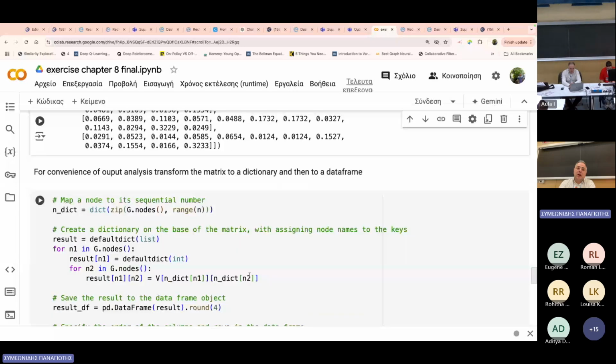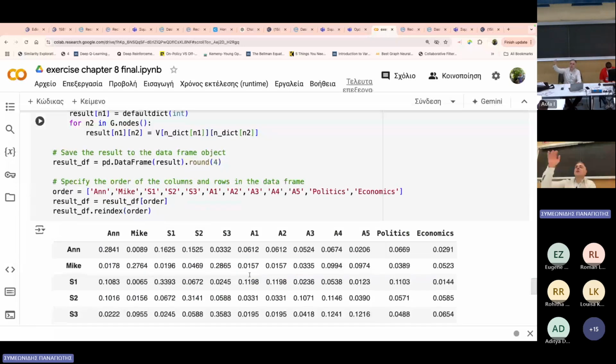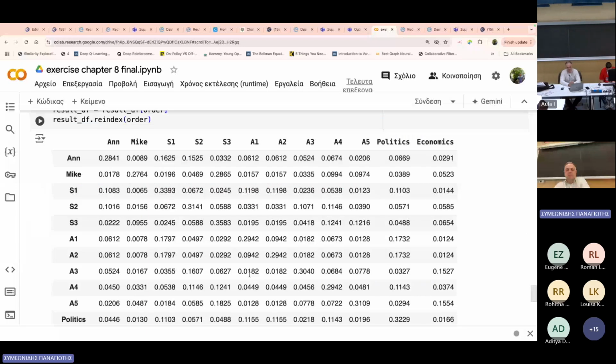And in the end, as you can see, by using these random walks, you can have an extended matrix with the persons, with the sessions, the articles, politics, and you can infer the relevance of a person with a specific category, articles category. Okay. So this was, let's say, the example.